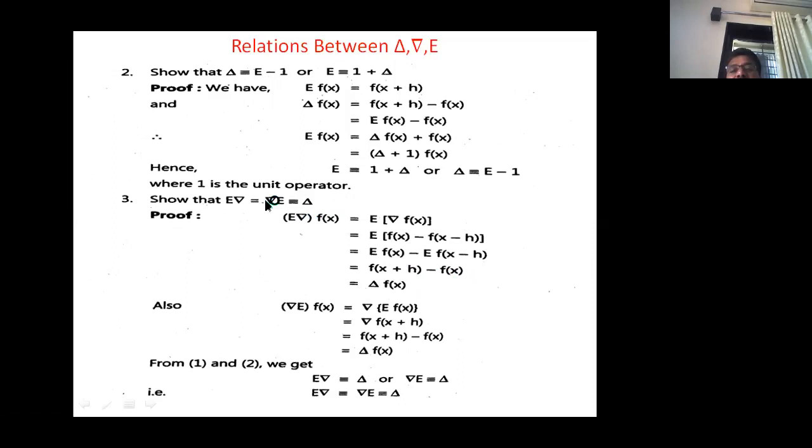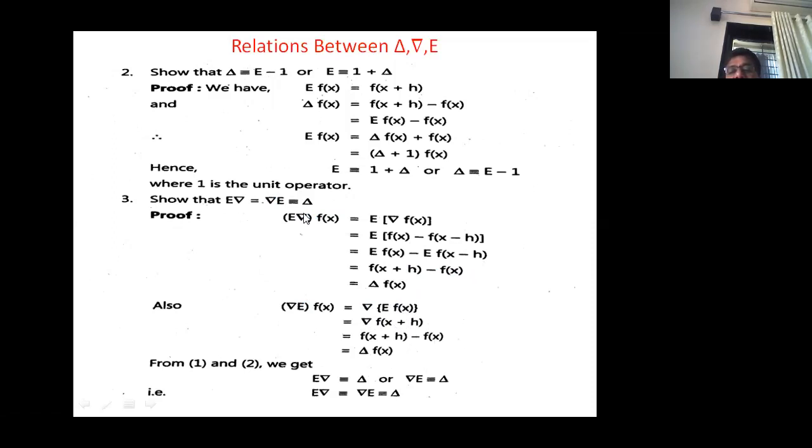Then find the value of del E f(x). What is del E f(x)? Again by using the definition of composition of two functions, del E of f(x). And what is E of f(x)? It is f(x plus h), by the definition of the shift operator. E of f(x) is f(x plus h), the value at the next point. And what is del of f(x plus h)? The value at the same point, f(x plus h), minus the value at the previous point, minus f(x). And suppose this is equation number 2.